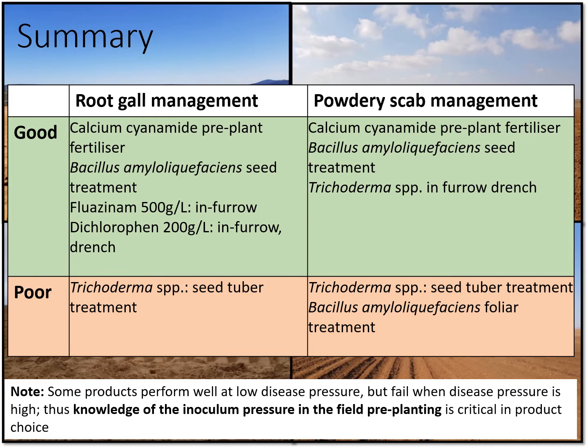What we found that did not work so well was Trichoderma as a seed tuber treatment and Bacillus amyloliquefaciens as a foliar treatment. What also has to be noted here is that some products performed well at low disease pressure, but did not show the same good results when the disease pressure is high. Therefore, it is critically important to know the disease pressure in the field when making product choices.